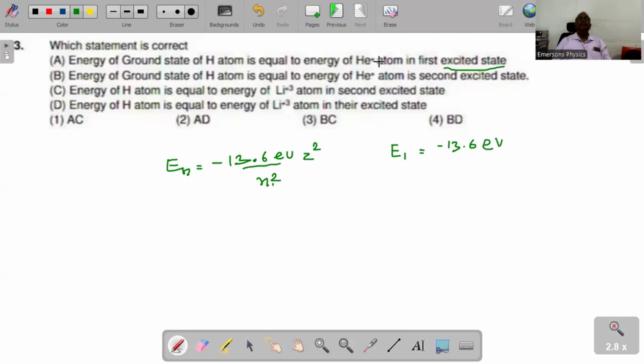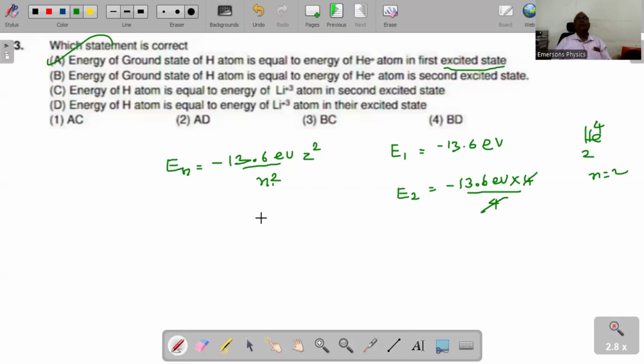Second part, energy of the helium atom in the first excited state. Second case, for helium, the same formula, minus 13.6 electron volt. For helium, Z is 2, so Z squared is 4, divided by N squared. First excited state means N is equal to 2, so N squared becomes 4, and 4 and 4 get cancelled. So the first option is correct.